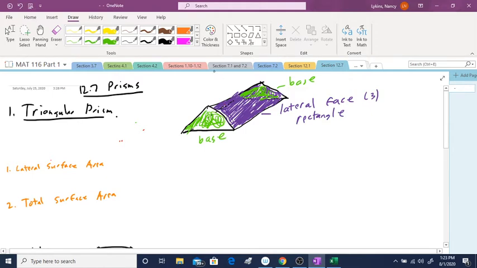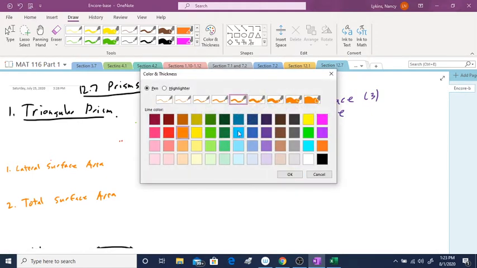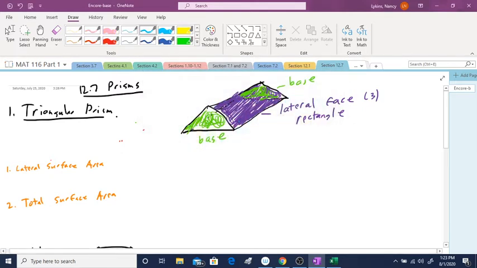Okay. Now what I want to do is assign some values to this. So let's say this long part right here is 15 centimeters. We'll say each one of these right here are 5 centimeters. And the base we'll say is 15 centimeters. Now let's make that, I'm going to kind of switch this up. Let's make that 10 centimeters.